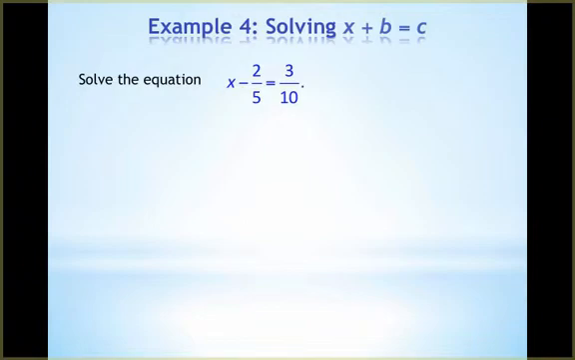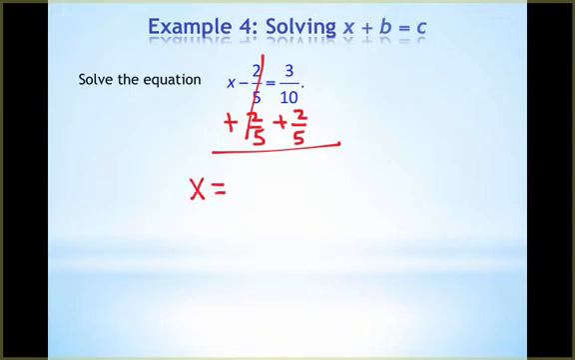In the next problem, it's a little more difficult because we have fractions, but we're just going to add 2/5 to both sides because we've got x minus 2/5, so those will cancel and give me x equals, and then I need to add 3/10 plus 2/5, which you can either do with a calculator or you can change 2/5 over to tenths so that we have common denominators by multiplying the top and the bottom by 2.